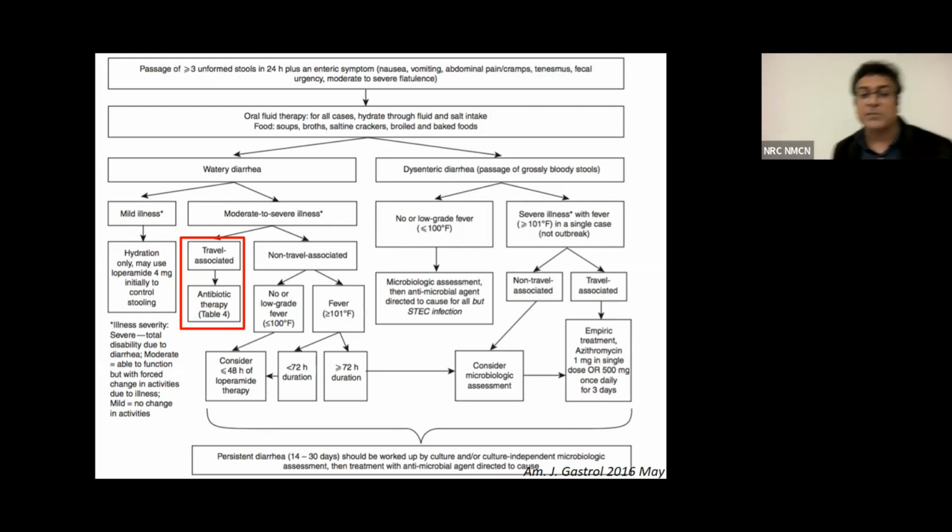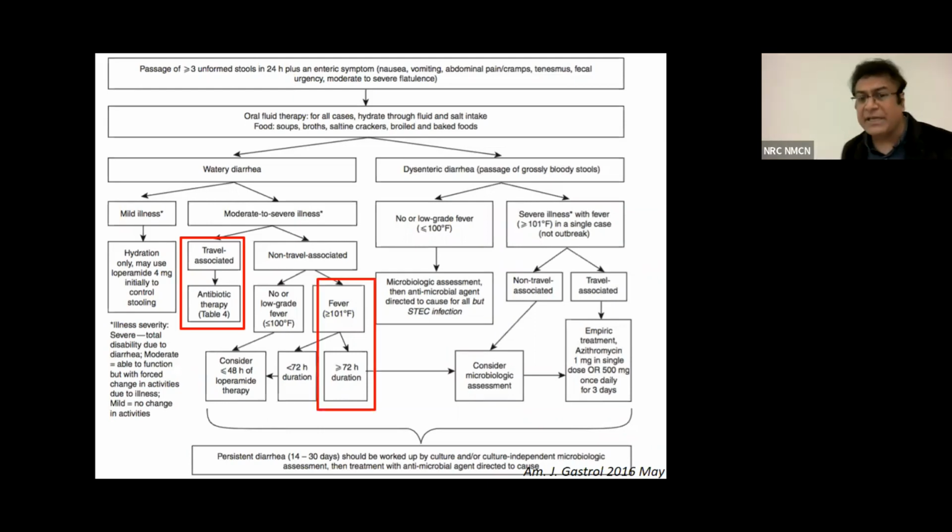So that's severe disease. So if it's moderate to severe disease and if it's travel associated, you need to give antibiotic. Again, important. So history again becomes very important. If it's non-travel associated, you need to look for the presence of fever, a high-grade fever more than 101, persisting for a period of more than 3 days. The patient should be considered for microbiological assessment and empirical antibiotics. If the fever is low grade, you can again consider only anti-motility drugs, that is loperamide.